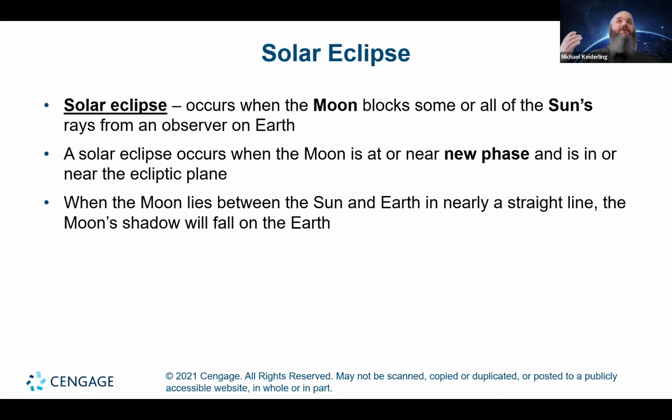So again, a solar eclipse occurs when the moon blocks some or all of the sun's rays from an observer on Earth. It will occur when the sun is at or near new phase and is in or near the ecliptic plane. And when the moon lies between the sun and the Earth in nearly a straight line, the shadow of the moon will fall on the Earth. So this can really only happen about twice a year, when the orbits of the Earth and the moon line up properly.